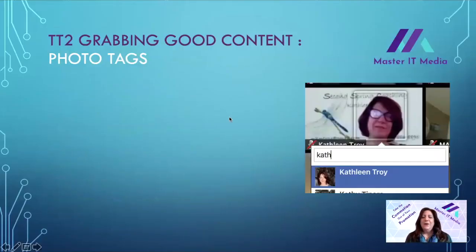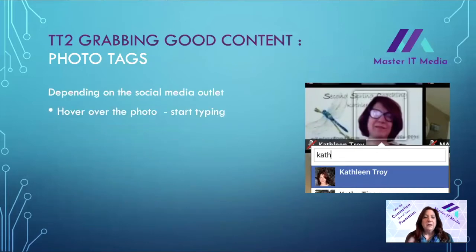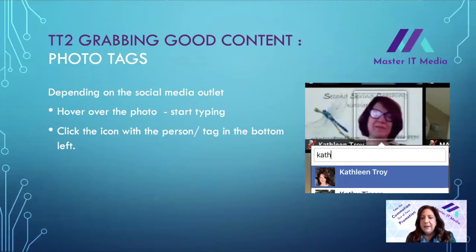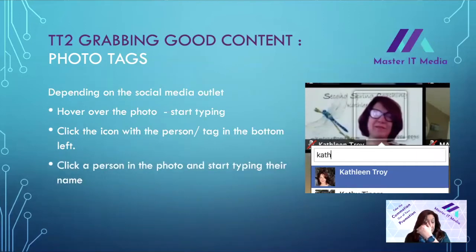So this is photo tagging. We had talked about when you're a business, you can tag, you can get tagged, tag photos. So depending on the social media outlet, there's different things. In this case, I was on Facebook, I hovered over the photo, I started typing, and Kathleen's name came up. I could click it. Sometimes there's a little icon with a person or looks like a little price tag at the bottom on the left. Sometimes you have to click on the photo and start typing their name.